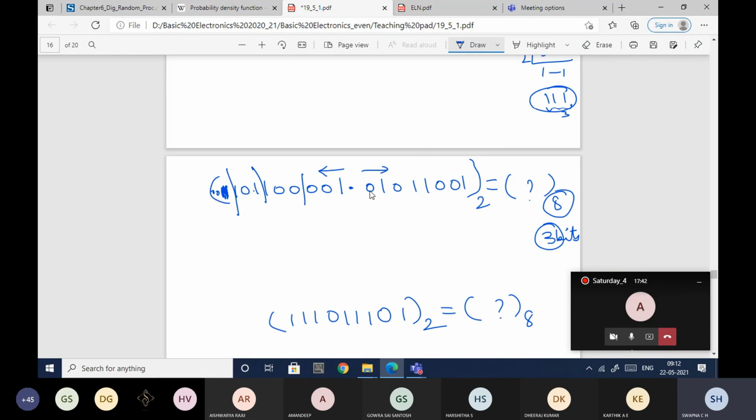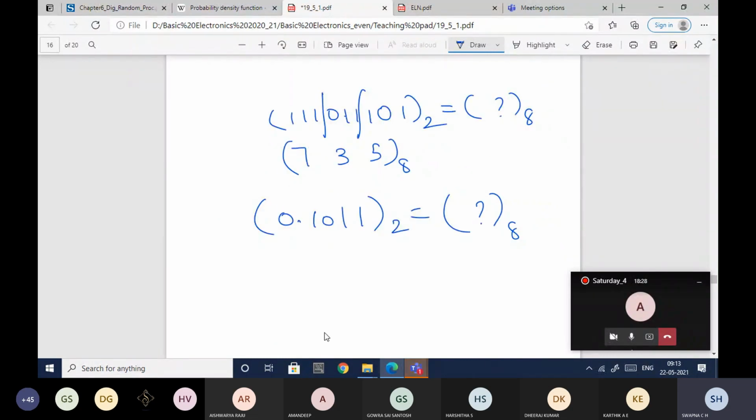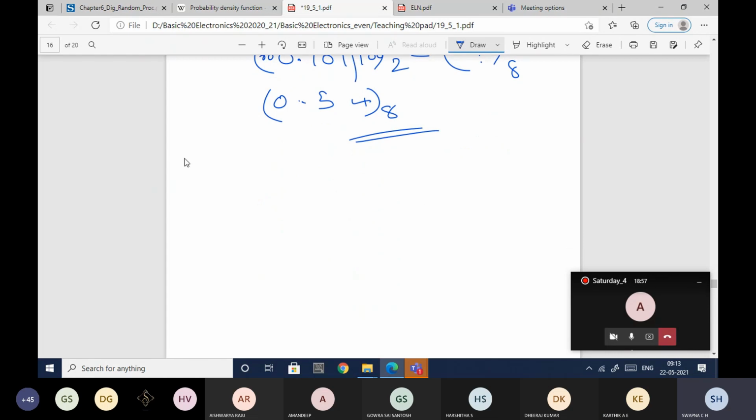In the same way, from here we need to go from left to right. 1 2 3. What's the answer? Somebody can answer me. See, before the decimal point, I just have 0. Even if you append 2 zeros, it's not going to change. Here it is like 1 2 3, 0 1 I have, so I need to append 2 more zeros. So 0.54 base 8. Okay, that's all. Now we'll go to the next conversions.